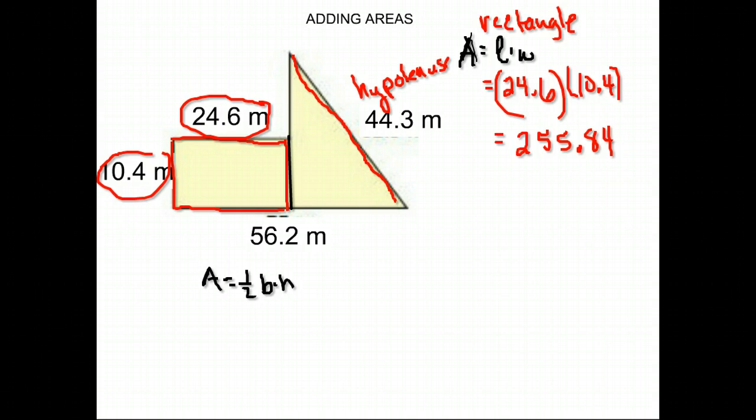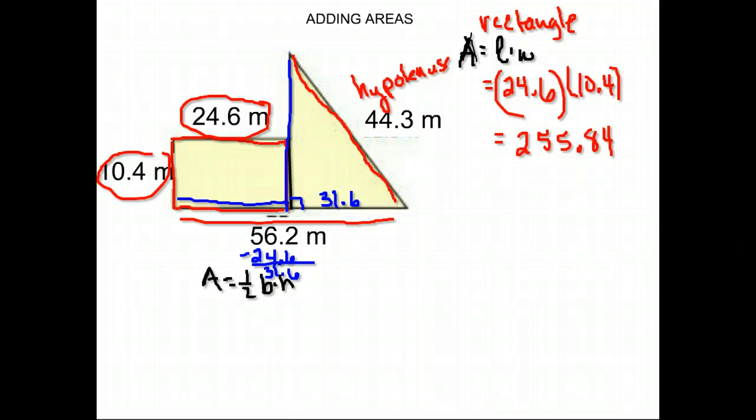We can figure out the base of it, because all the way across the bottom here is 56.2, and then just this portion that was part of our rectangle was 24.6. So if we take the 56.2 minus 24.6, we get 31.6. Okay, so we know the length of the base. We need to know the height. We're going to have to use the Pythagorean theorem for that.